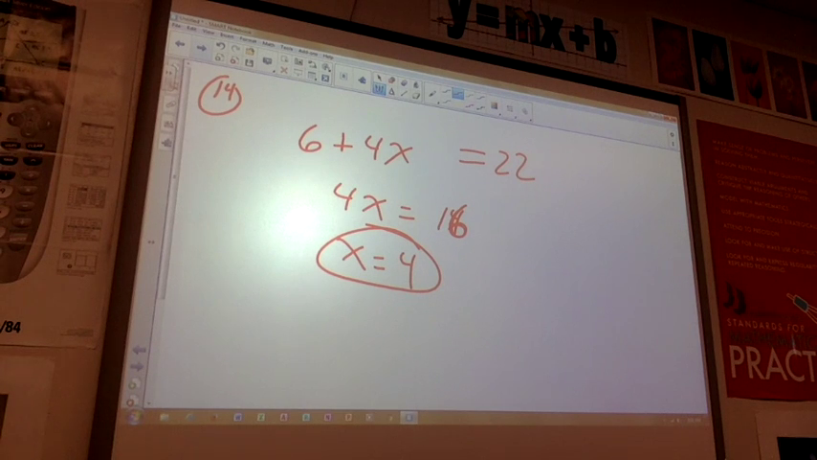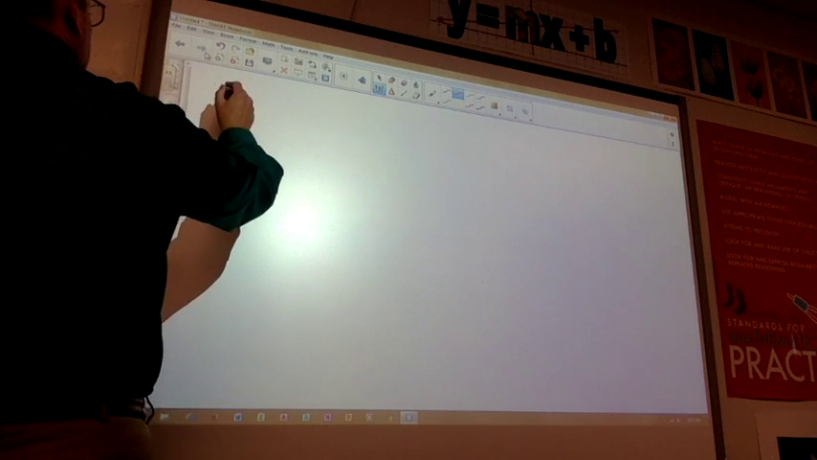Number 15. Oh my gosh. I think number 15 might be just bad English. Bad grammar. 3 less than 4 times the number is... what? Darn math people had to pervert English into a bad thing.